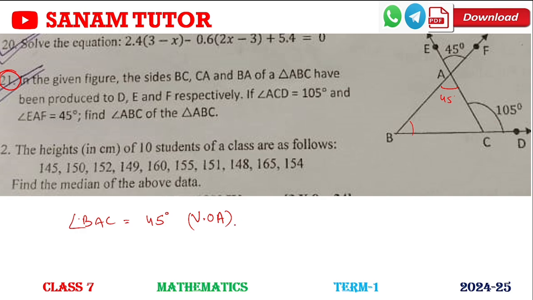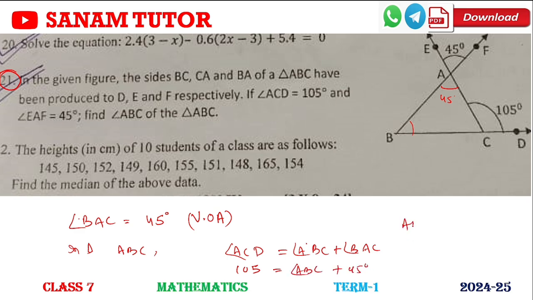So we know that in triangle ABC, ACD, that is exterior angle, must be equal to ABC plus BAC, yes or no? So ACD, that is 105, equal to ABC. So write down ABC plus 45 degree. So now ABC equal to 105 minus 45. Now 5 minus 5 is 0, 10 minus 4 is 6, that is 60 degree.